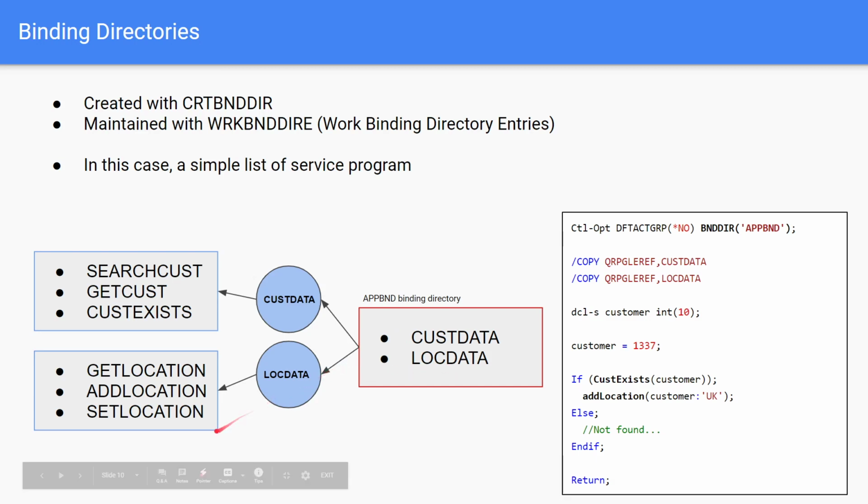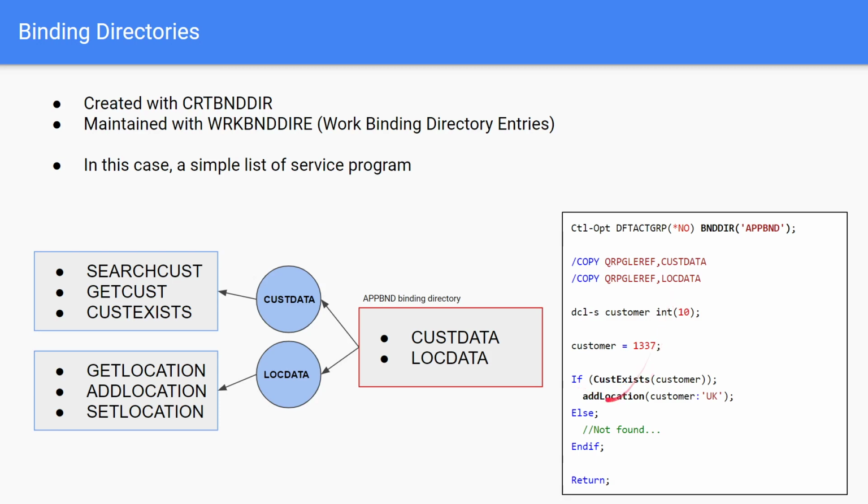There's the service program. Here's a list of the procedures that it exports: get location, add location, set location. Okay, fairly simple. And then here's a basic program. We have a customer with a number. We just set the customer to 1337. And we say if cust exists.